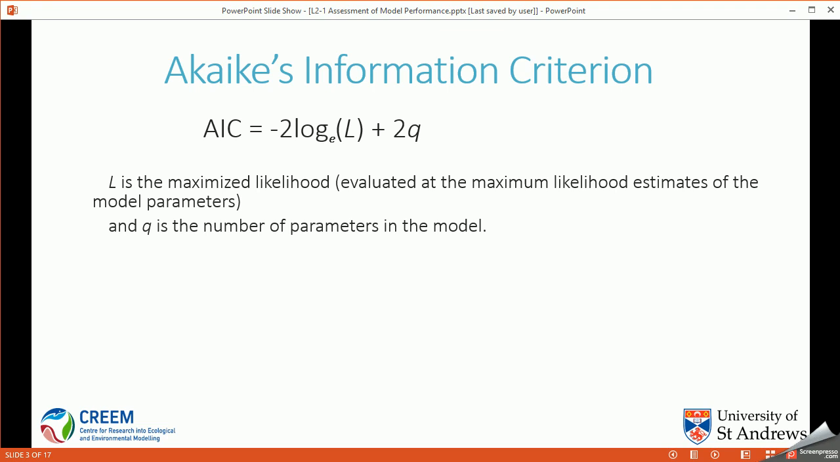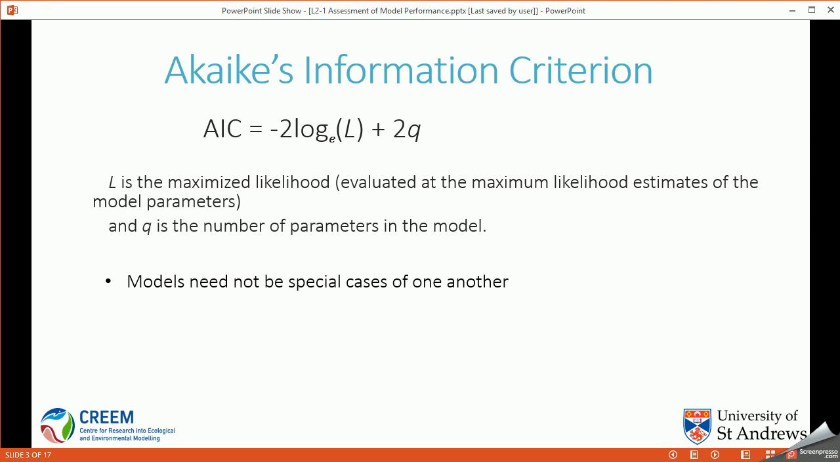So we can't just do AIC. We've got to do AIC and some measure of absolute goodness of fit. Is that model any good at all? We'll get onto that in a second. Before we do that, note a couple of things about AIC.